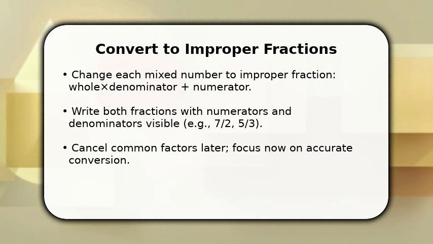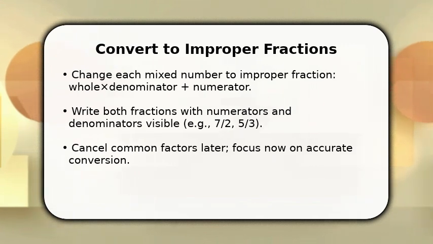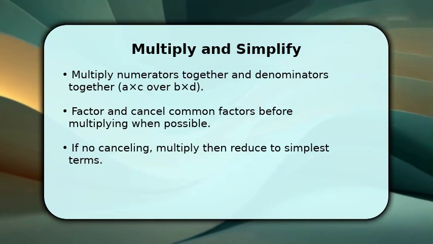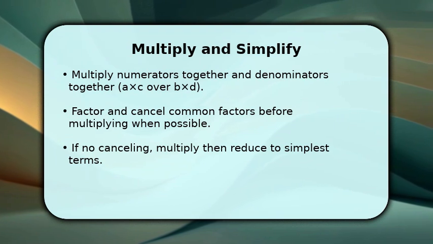Make sure you write the fraction clearly with numerator above denominator. Once both are improper, you're ready to multiply across. Numerator times numerator, denominator times denominator, so keep the work neat. Now multiply the fractions directly. You multiply numerator by numerator and denominator by denominator.